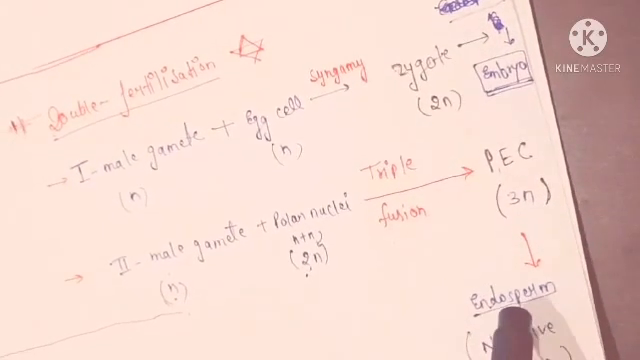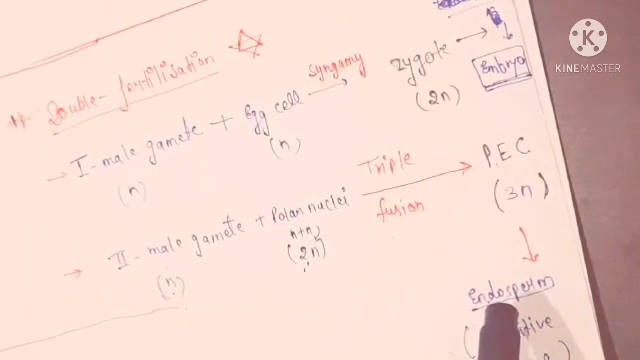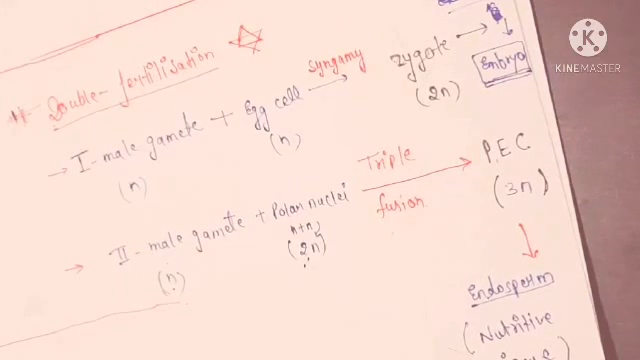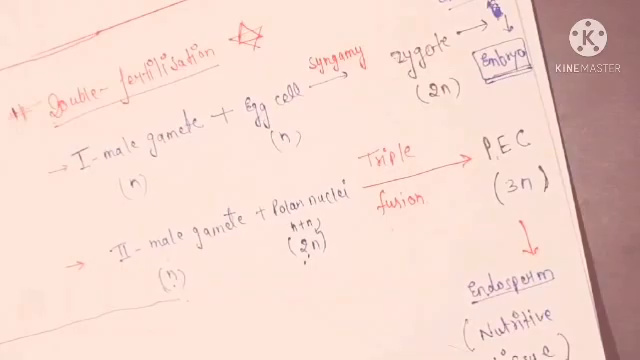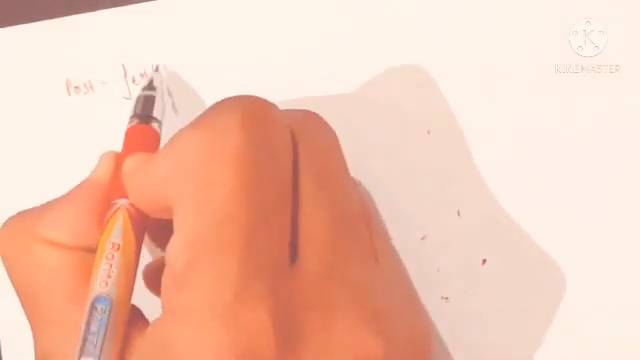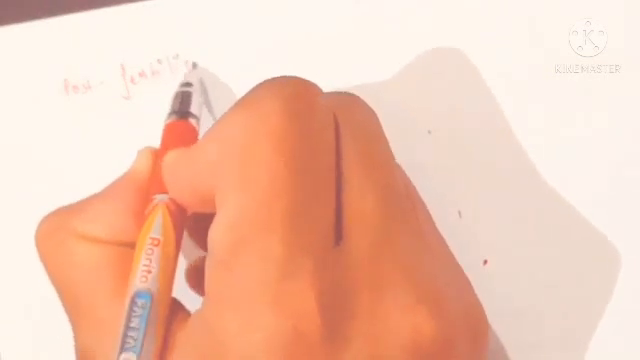What is the function of endosperm? It is a nutritive tissue that provides nourishment to the embryo. Now friends, that's all from the previous lecture. Today we will start a new topic, that is post fertilization. So friends, let's begin. Today's topic is post fertilization. What is post fertilization?